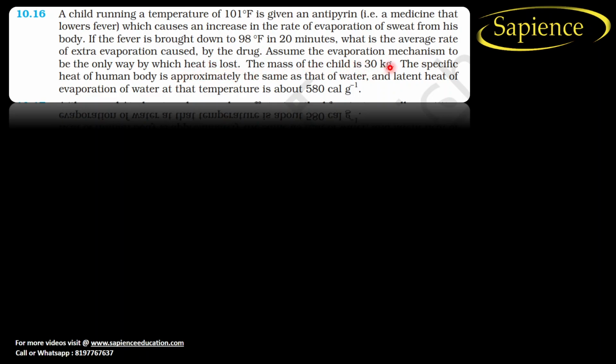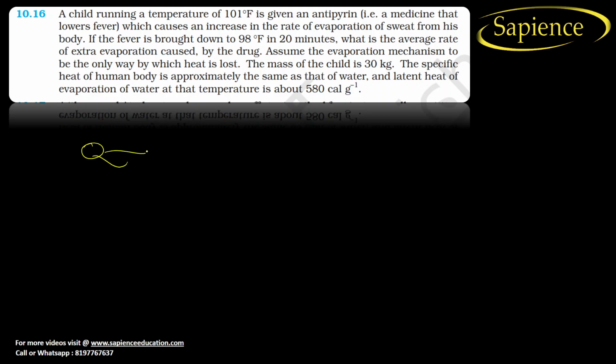The mass of the child is 30 kg and the specific heat of the human body is approximately the same as that of water. And the latent heat of evaporation of water at this temperature is about 550 calorie per gram. Now let us see here.